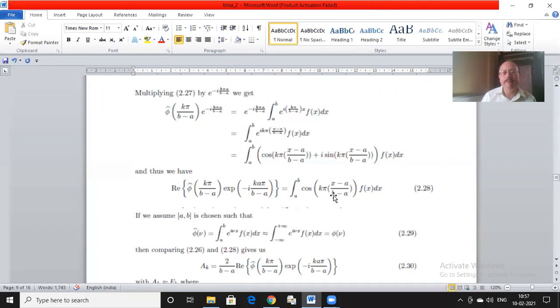So 228 is the crux of the matter for us, that we ignore the purely imaginary part, take only the real part of the integral and work with that.